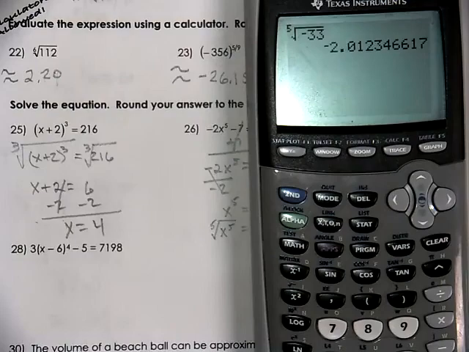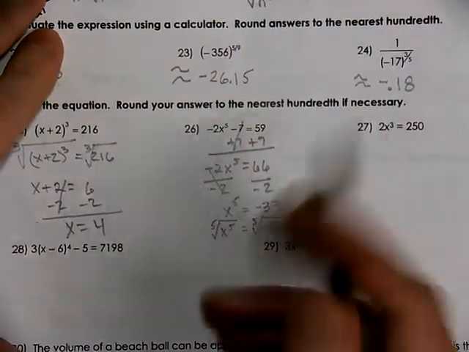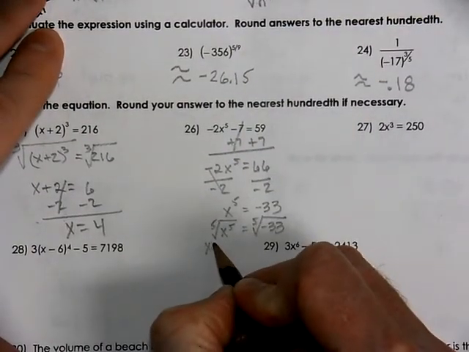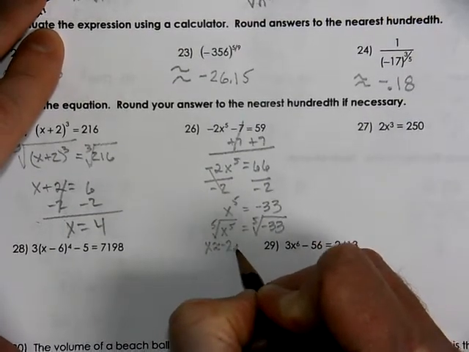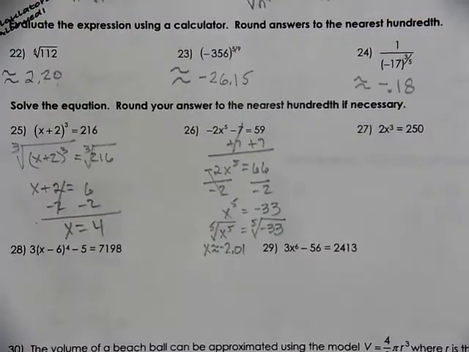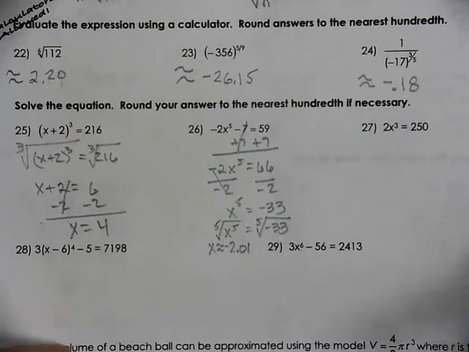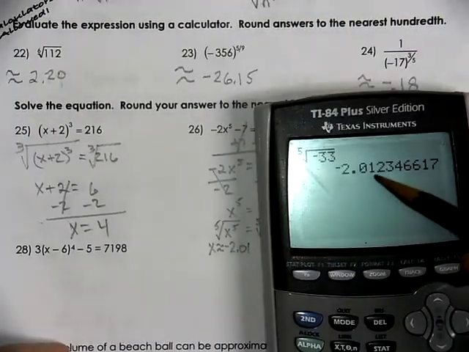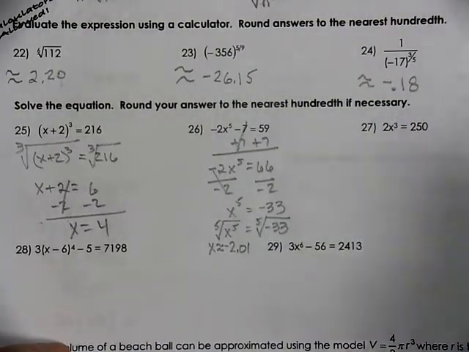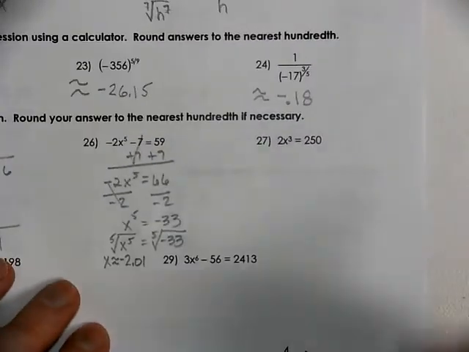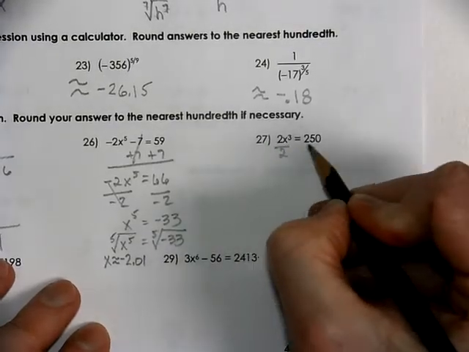We get -2.01. It's an approximate value because it's rounded. Even though we didn't change any numbers by rounding, we did drop off all the other values. Here we divide by 2.